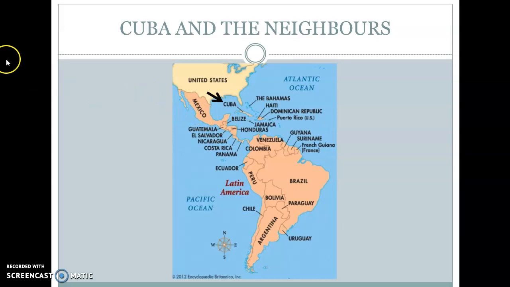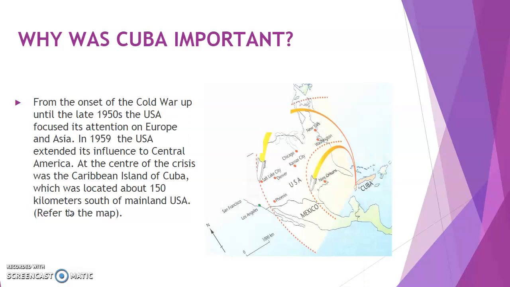So let's go back to the previous slideshow. Why was Cuba important? From the onset of the Cold War up until the late 1950s, the USA focused its attention on Europe and Asia. They were in places like Italy, they were in places like Turkey. They were trying to stop communism in Europe. They didn't really bother with what was happening in South America. So in 1959, the USA extended its influence to Central America. We're talking about places like Mexico.